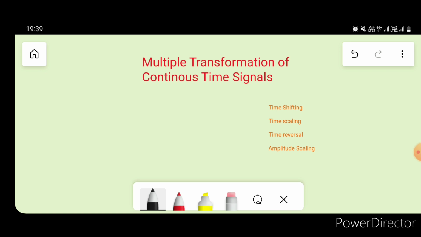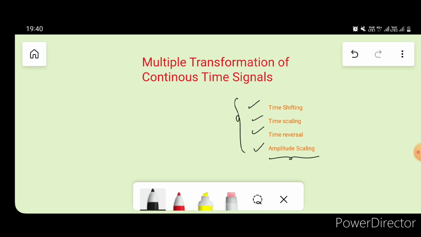Today we are going to learn about multiple transformation of continuous time signal. In our last lecture we learned all these transformations individually, like time shifting, time scaling, time reversal, and amplitude scaling. In some complex operations, more than one kind of operation is required, so a combination of operations takes place on a single signal.